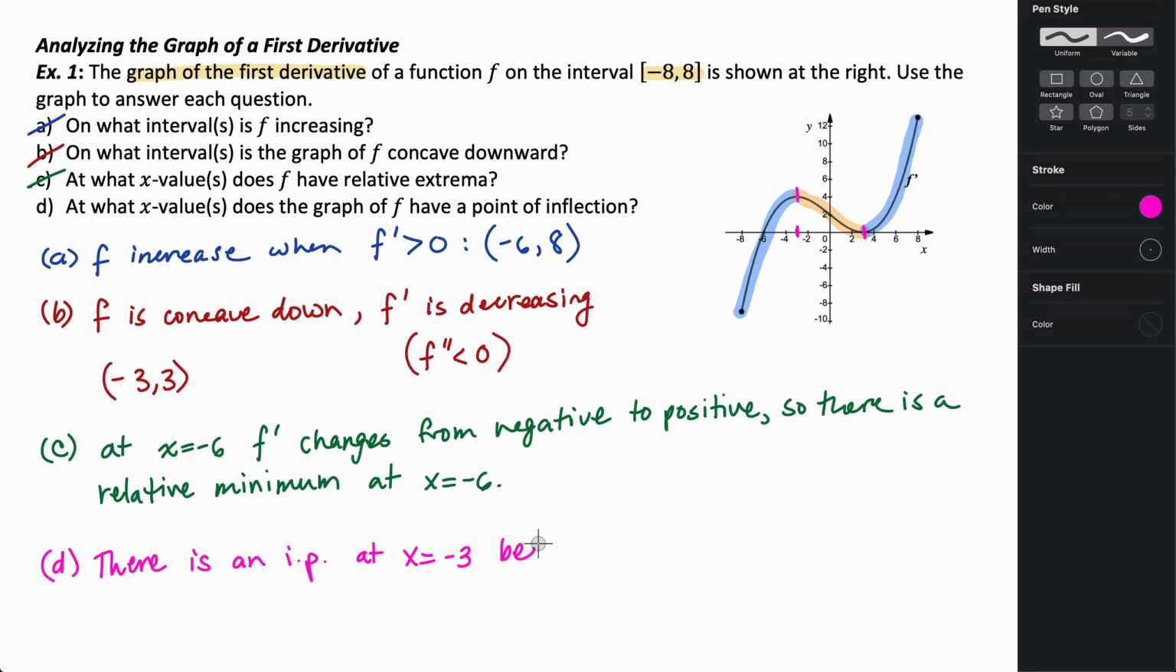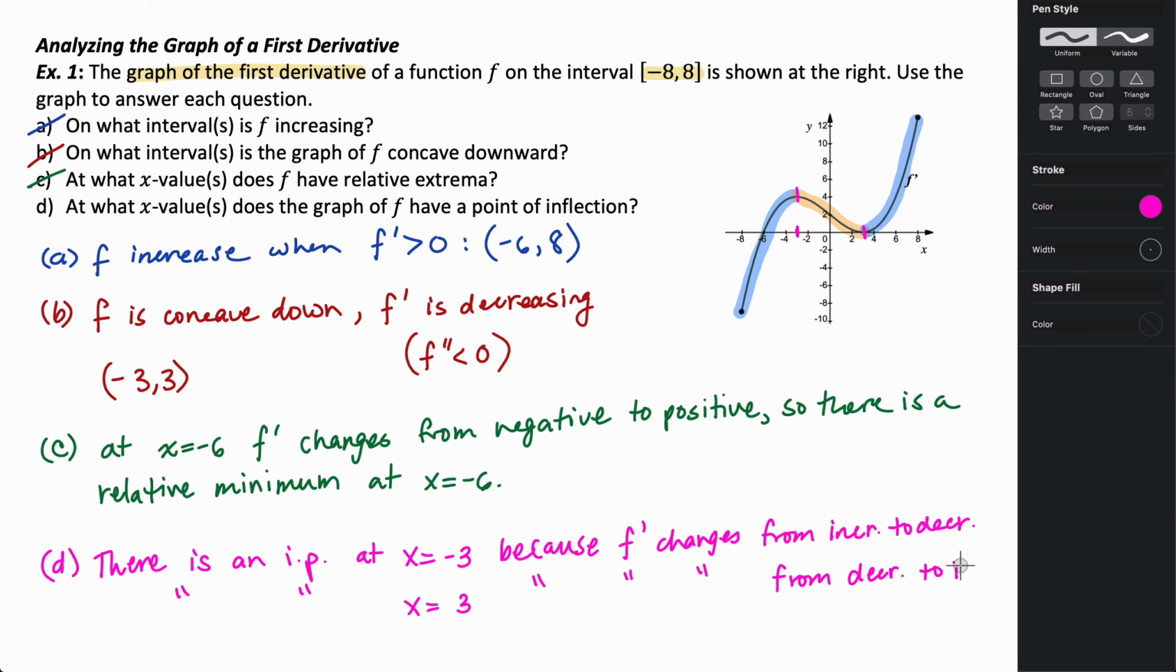And this is because f prime changes from increasing to decreasing. And there's an inflection point at x equals positive 3. Again, because f prime changes from decreasing to increasing at that point. Okay? And so that's why we have inflection points at x equals 3 and x equals negative 3.